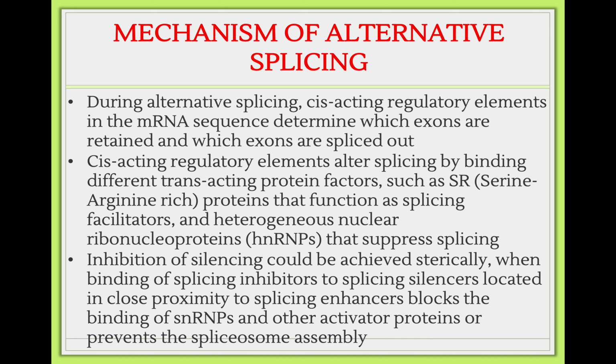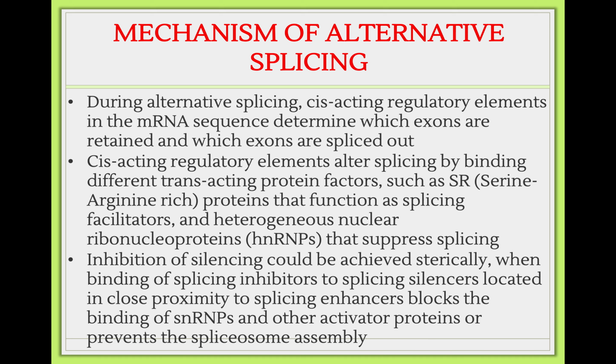So what are the mechanisms of alternative splicing? When it occurs, cis-acting regulatory elements in the mRNA sequence would determine which exons are retained and which exons are spliced out. So these elements would alter splicing. This is done by binding different trans-acting protein factors such as SR or serine arginine-rich proteins. And serine arginine proteins actually function as splice facilitators, and heterogeneous nuclear ribonucleoprotein suppresses splicing.